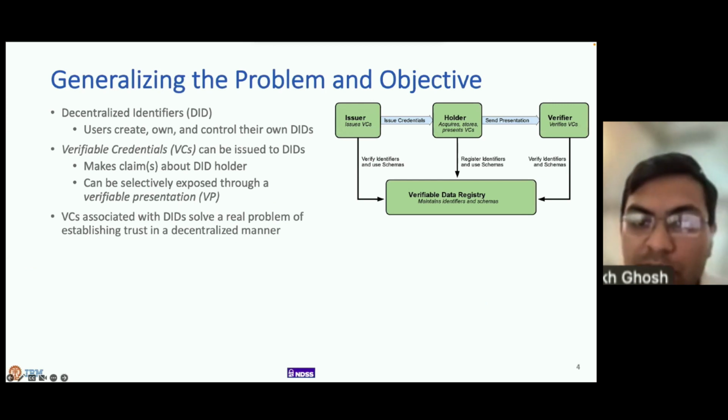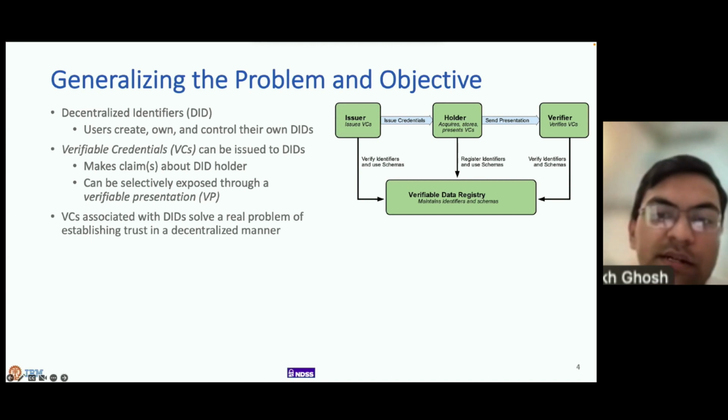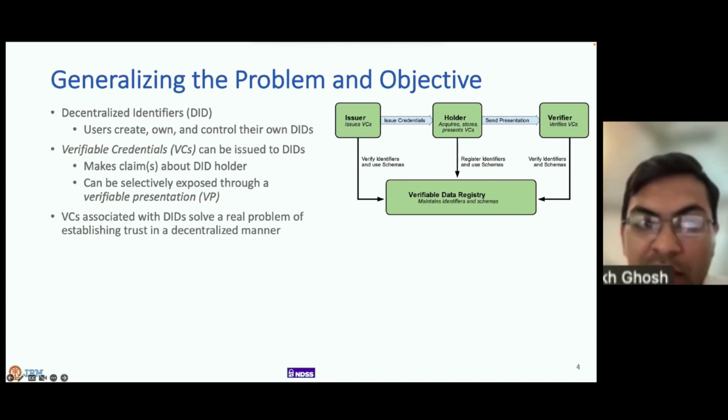So in the context of Web 3.0, there have been ongoing efforts to standardize decentralized identity and decentralized credentials. So decentralized identifiers, or DIDs, are a W3C recommendation that lets users create, own, and control their digital identifiers. And these DIDs are typically stored in decentralized registries, which are often implemented using blockchains, however not necessarily.